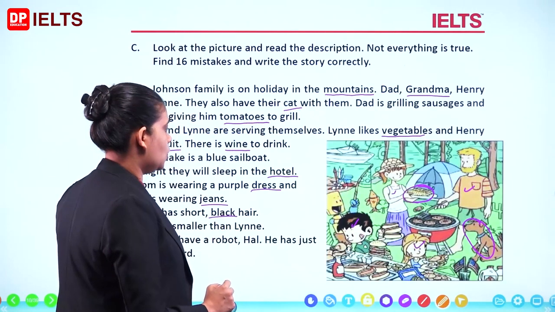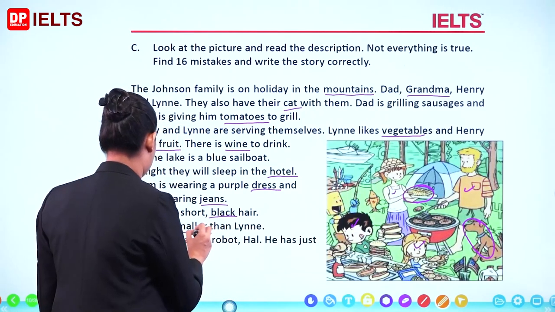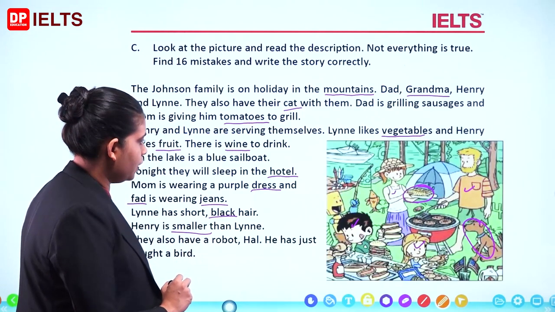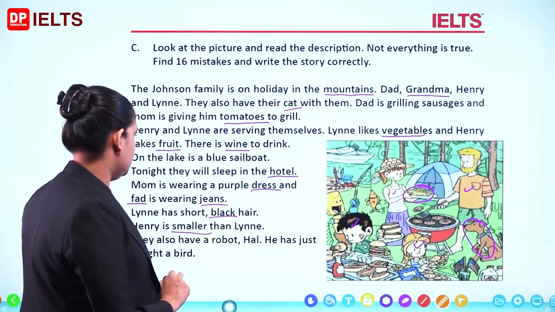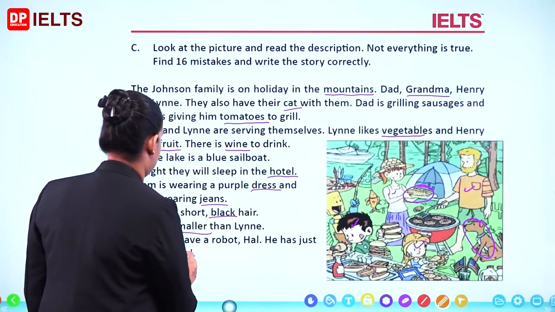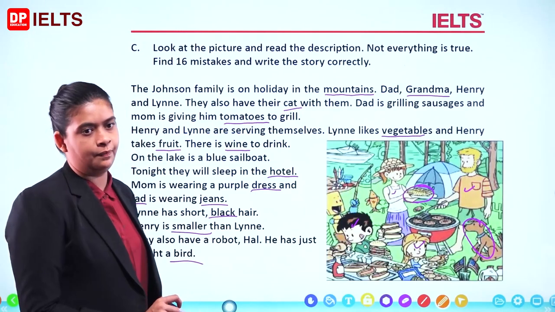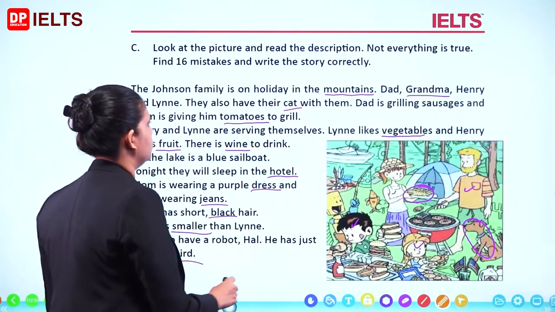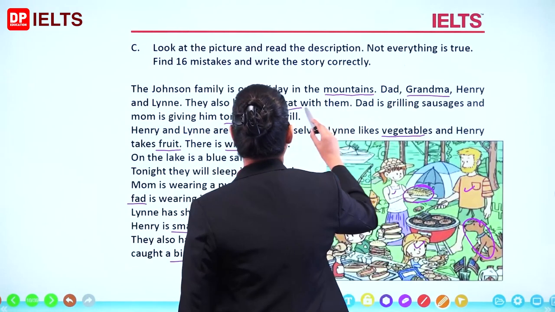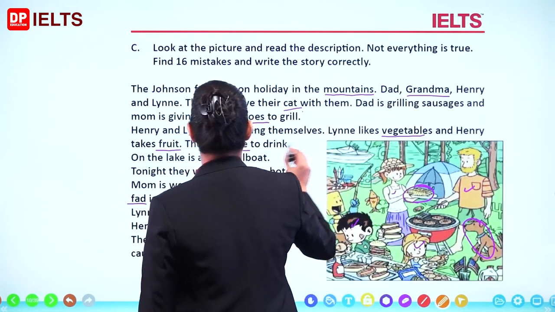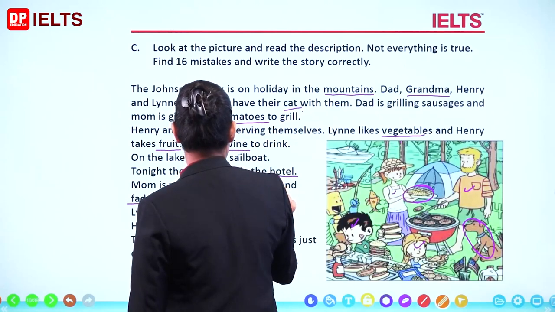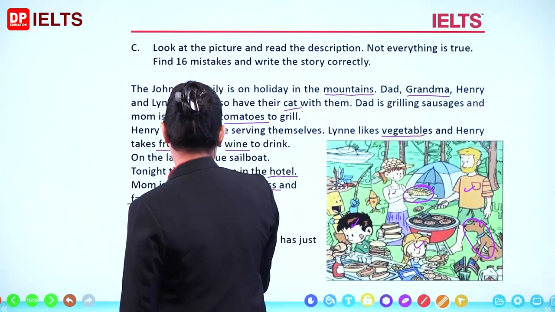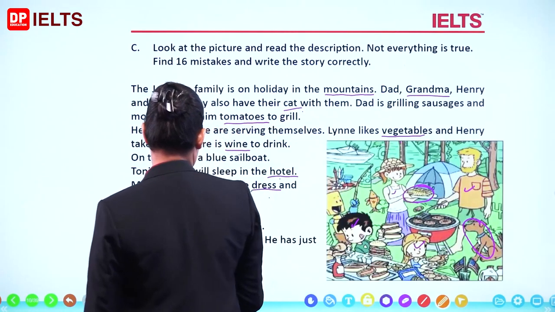Henry is smaller than Lynn. They also have a robot hull. He just caught a bird. So let's see how many mistakes we have. We've got 1, 2, 3, 4, 5, 6, 7, 8, 9, 10, 11, 12, 13, 14.